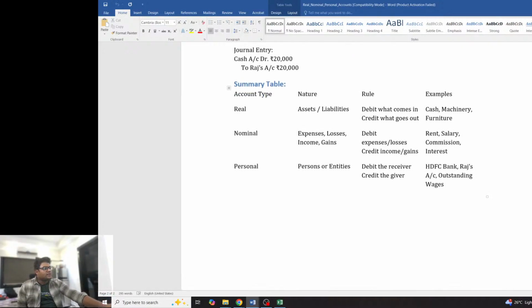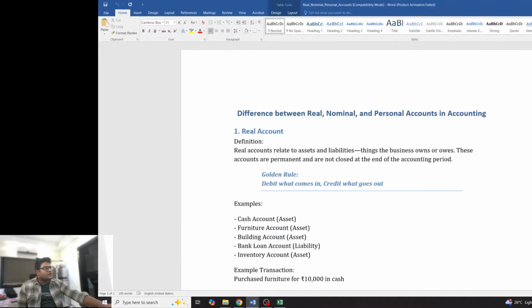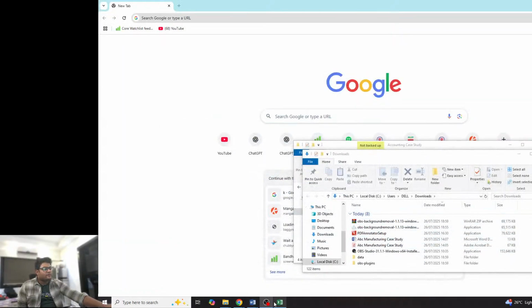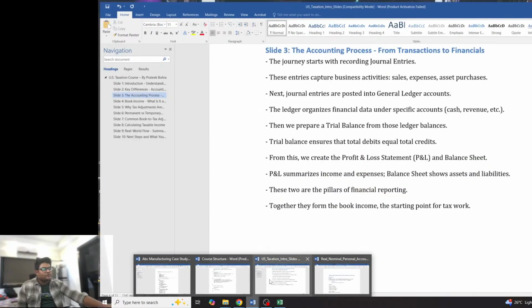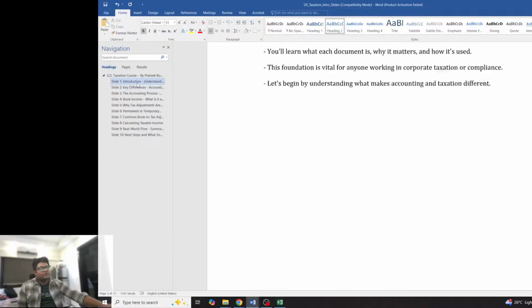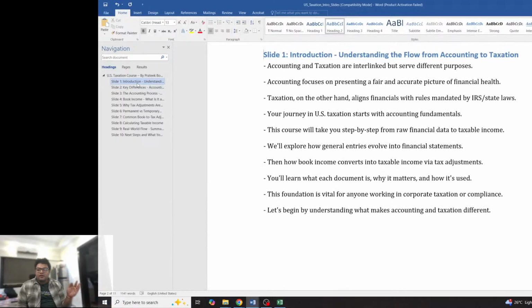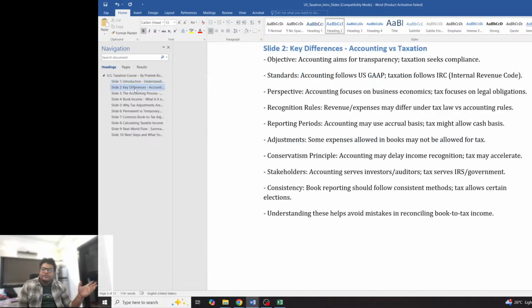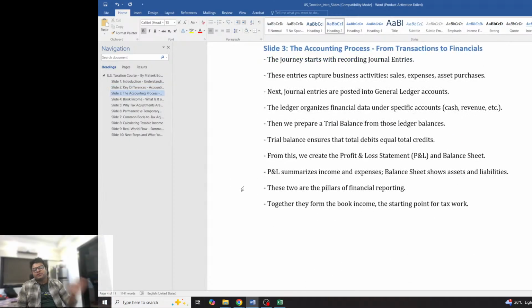So these are the types of accounts that we've discussed. To summarize, what we learned today is the difference between accounting and taxation. What are the key differences between accounting and taxation? What are the rules they follow? What are they used for? Who uses them? And what is the process of accounting? We started with the process of accounting today.